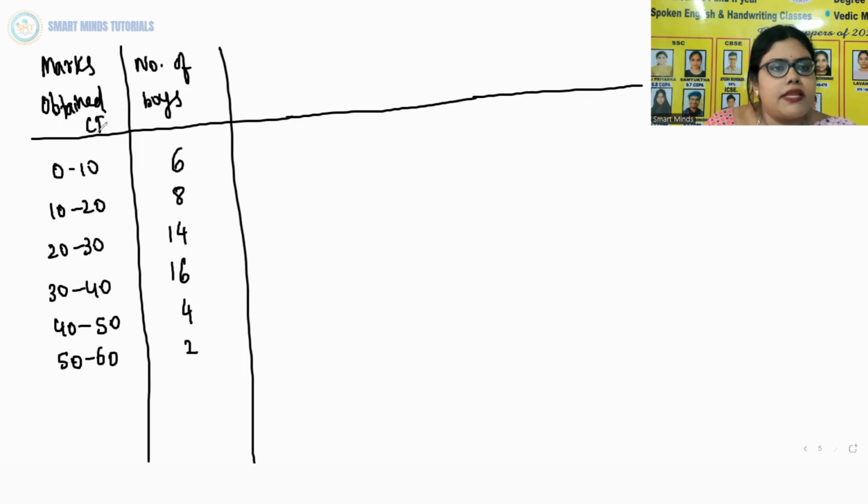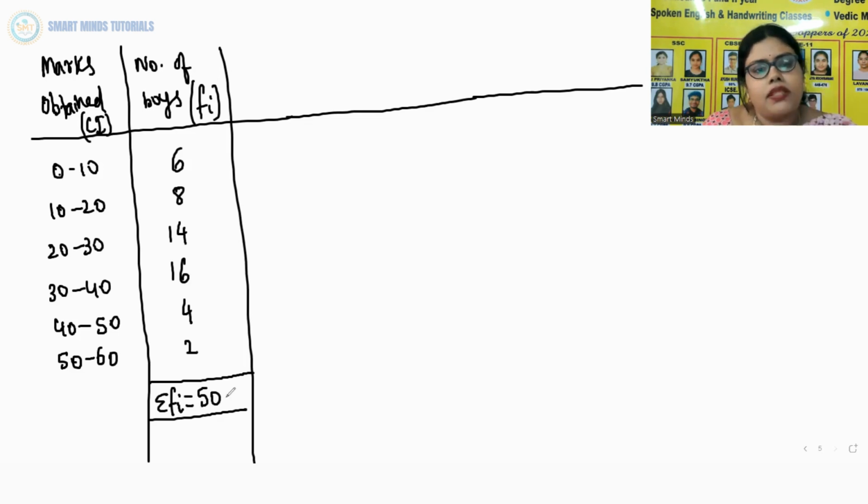Marks obtained is CI because 0 to 10, 10 to 20, like this, upper limit and lower limit are given. So this is called CI, class interval. And number of boys is given, so number of anything is taken as frequency. Now we will add the frequency column. Sigma Fi, if you add this, we will get 50. This is called N also.